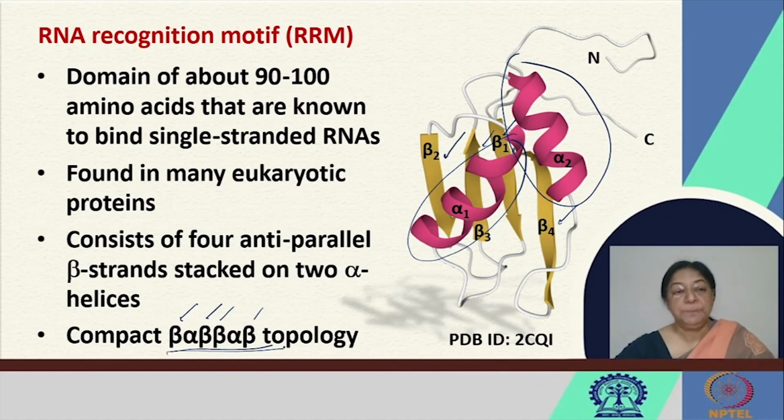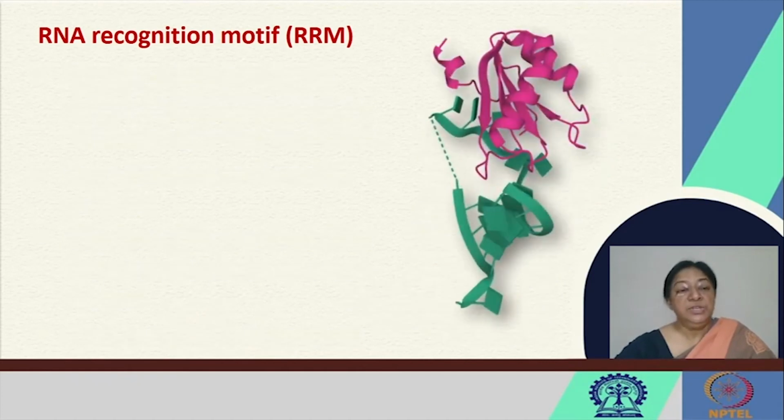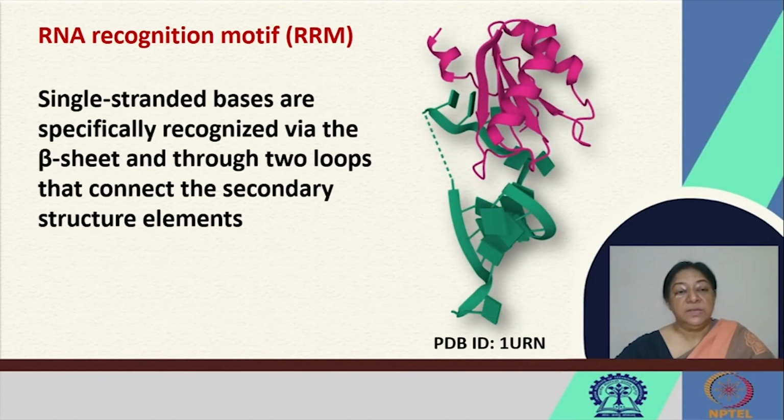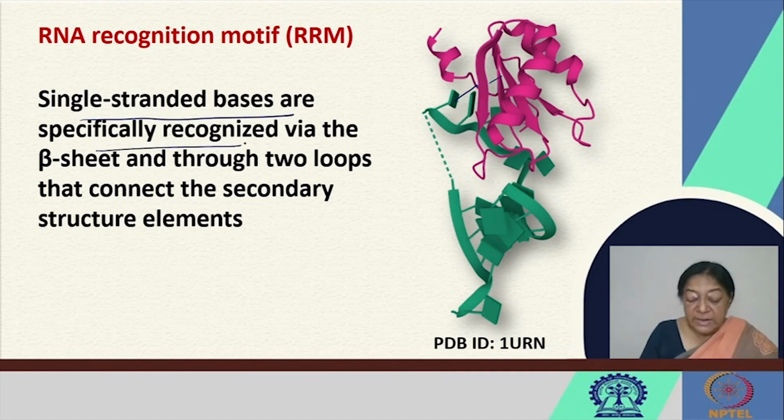that has been mentioned here. In the recognition motif then, in another case, we have the single-stranded bases that are specifically recognized by the beta sheet and through the 2 loops that connect the secondary structure elements. So we saw that we have 4 of these beta strands that we have here, and we have the alpha helices. Now in the recognition, we have specific single-stranded bases that are recognized.